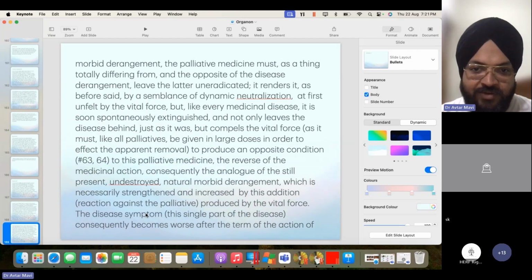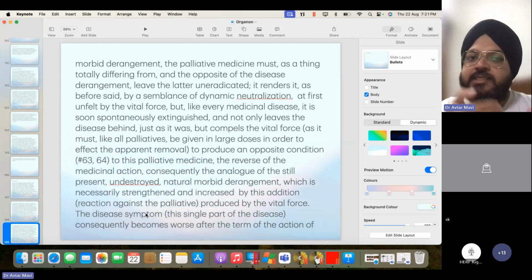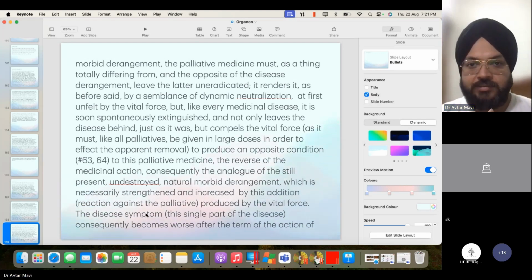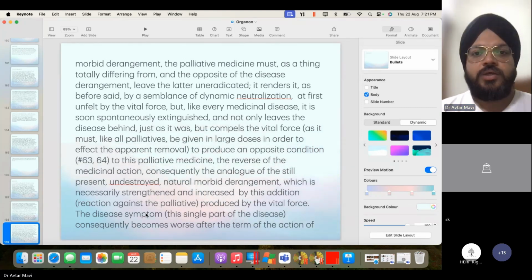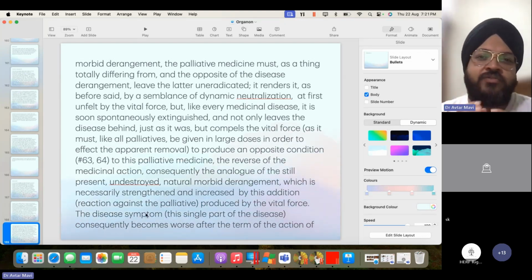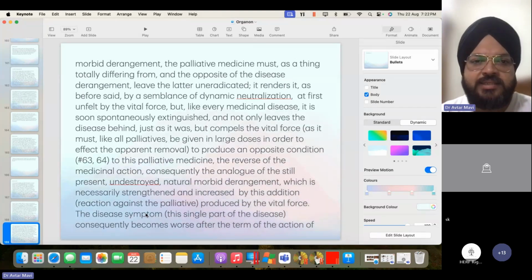The way when we talked about a similar disease meeting a similar disease, and the new disease is slightly stronger, then what happens? So homeopathy has that kind of action on the body. Palliation has this kind of action on the body. So it renders it, as before said, by a semblance of dynamic neutralization. So there is a semblance, a resemblance of neutralization, that, okay, now it is okay.